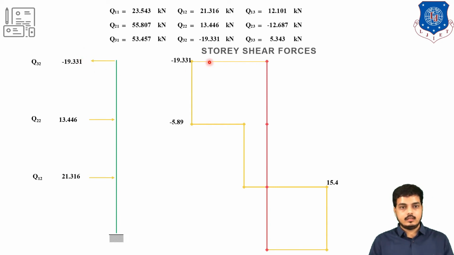So first of all it will be negative, so we have to draw on the opposite side, so minus 19.331. Then minus 19.331 plus 13, I'll be getting minus 5.89, which is over here, and then minus 19.33 plus 13.46 plus 21.31, I'll be getting plus 15.4. So it is like this, the diagram has to be drawn.